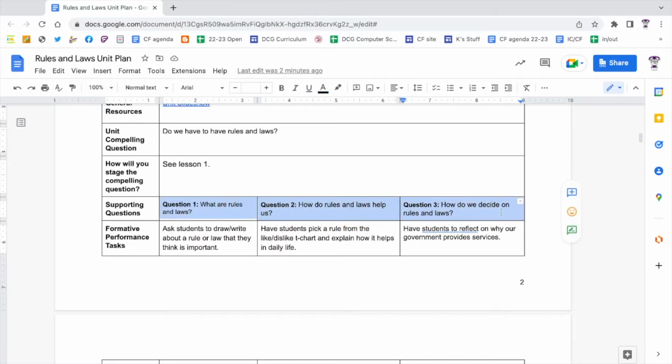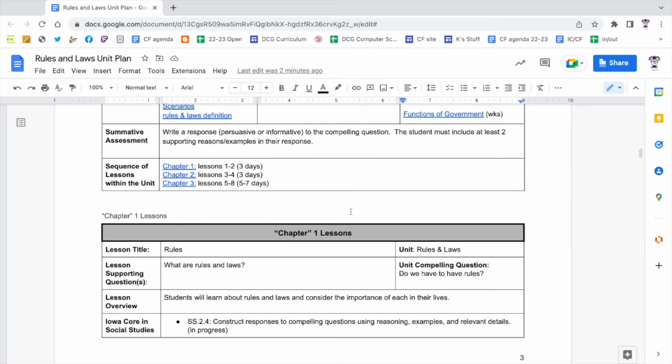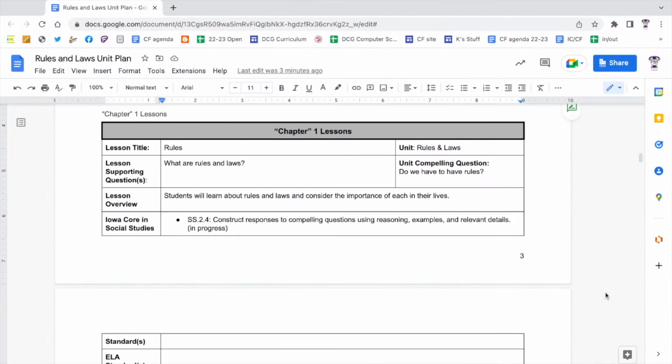Here we can see our supporting questions that go along with our compelling question. This unit is divided into chapters, as you can see here. Each chapter is directly connected with one of the supporting questions. You can see the lessons that are assigned with each chapter, as well as the total amount of days required to teach the chapter. Chapter 1 lessons focus on what are rules and laws.